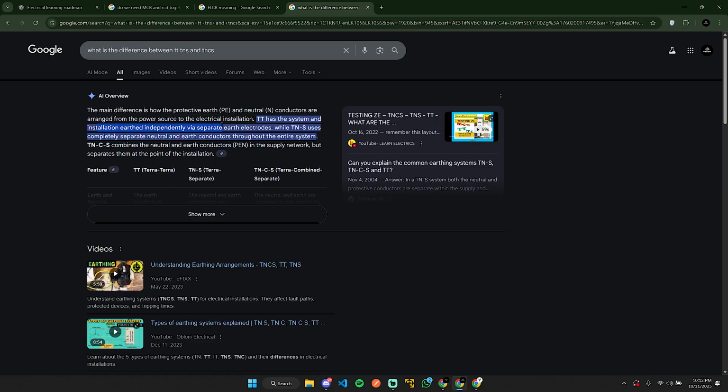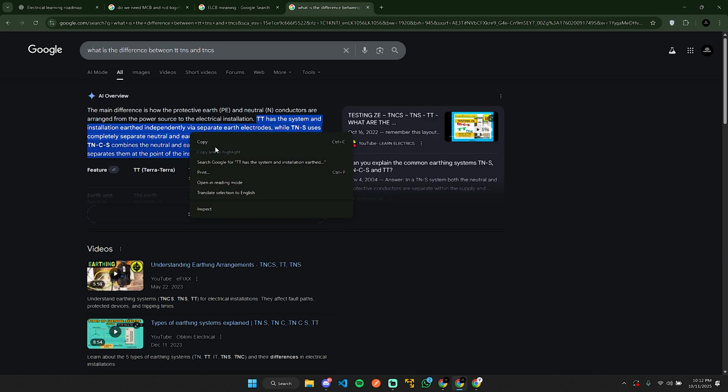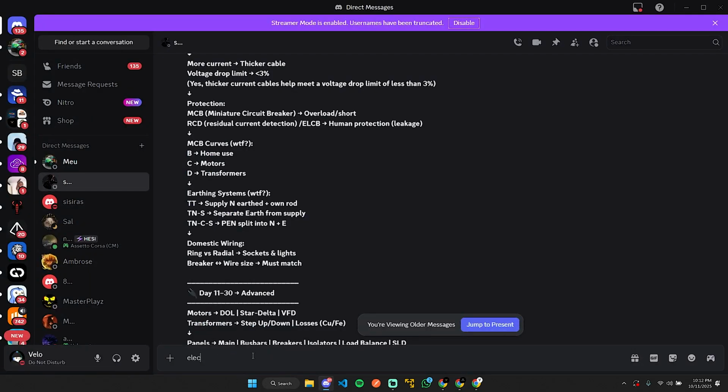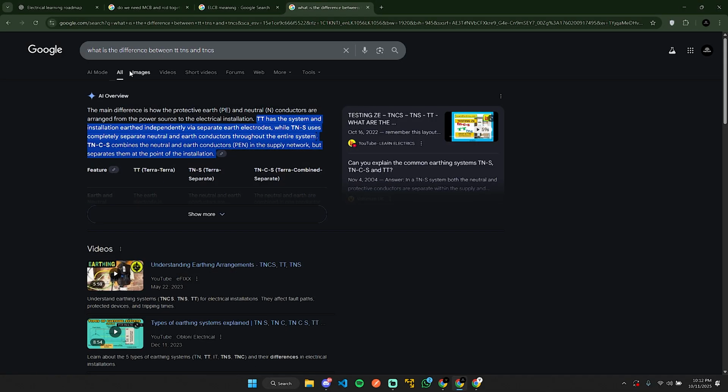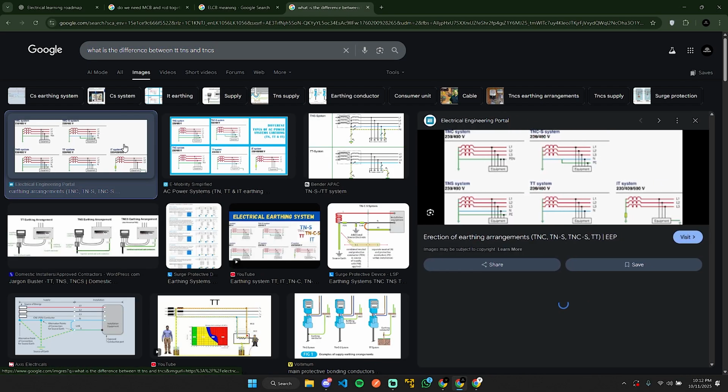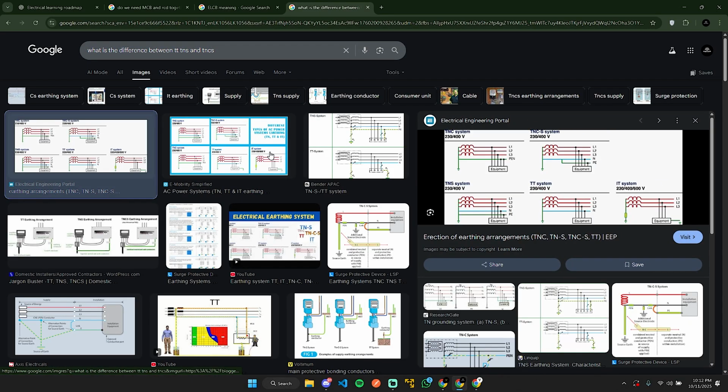The TT system earths the supply and the installation independently via separate electrodes, while TNS has completely separate neutral and Earth conductors throughout the entire system. TNCS combines the neutral and Earth conductors in the supply network, but separates them at the point of installation. Interesting. So let me just grab this real quick. TT, TNS, and TNCS.